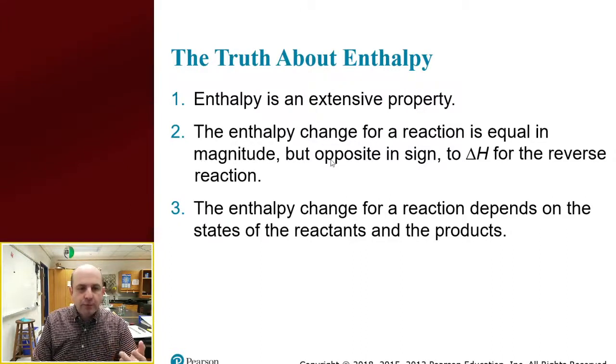The change is equal in magnitude but opposite if it's the reverse process. So that was the negative 890 and the plus 890. And the change of reaction does depend on the states because there's intermolecular forces between the different molecules. There is a different change in heat if you're going to water vapor versus liquid water. It's about a 44 kilojoule difference in heat per mole. So the state of matter is important.